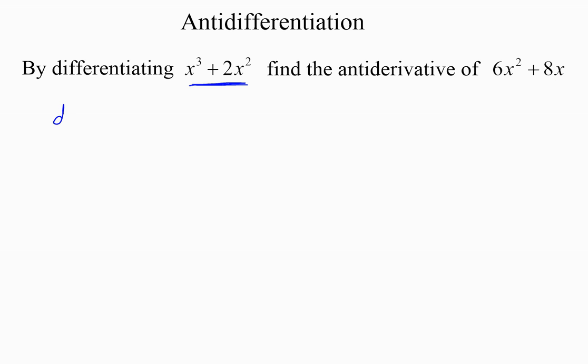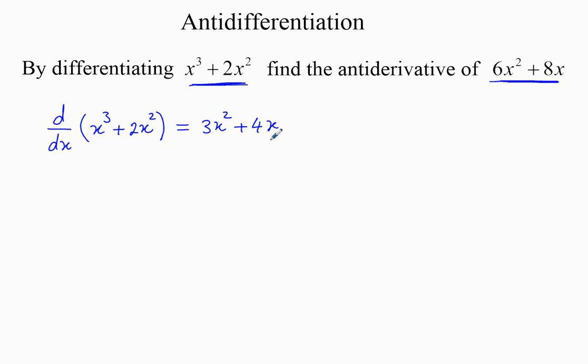So the derivative with respect to x of x cubed plus 2x squared is the derivative of this. The derivative of x cubed is 3x squared plus 4x. So this is the function, this is its derivative. Now, this is not exactly the function that we want to find the antiderivative of. This is 3x squared plus 4x, but this is 6x squared plus 8x.